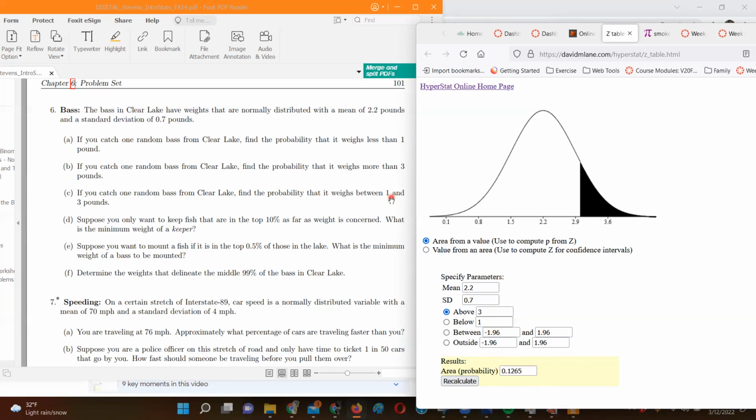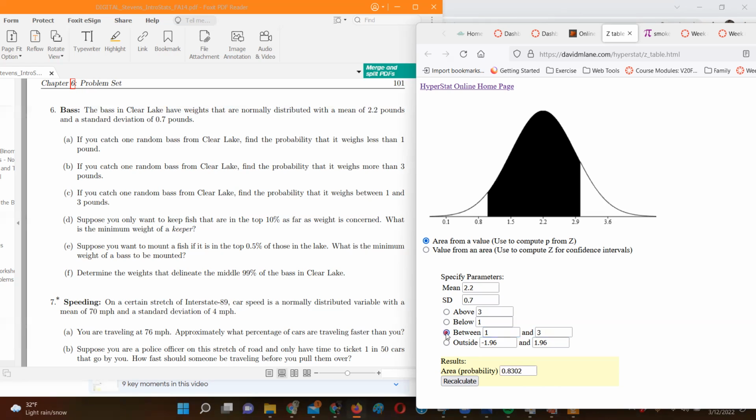Now this says between 1 and 3. You certainly could have taken your answers from A and B, added them together, and subtracted from 1. But I don't even have to think that hard. I'm going to put 1 here, 3 here, and get the area between. There we go, and that's the area between. I'm hoping I'm convincing you this is nice.